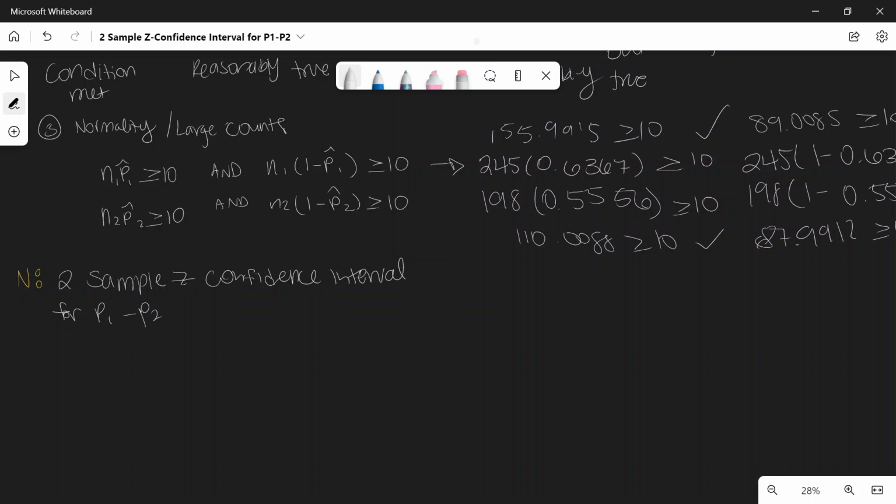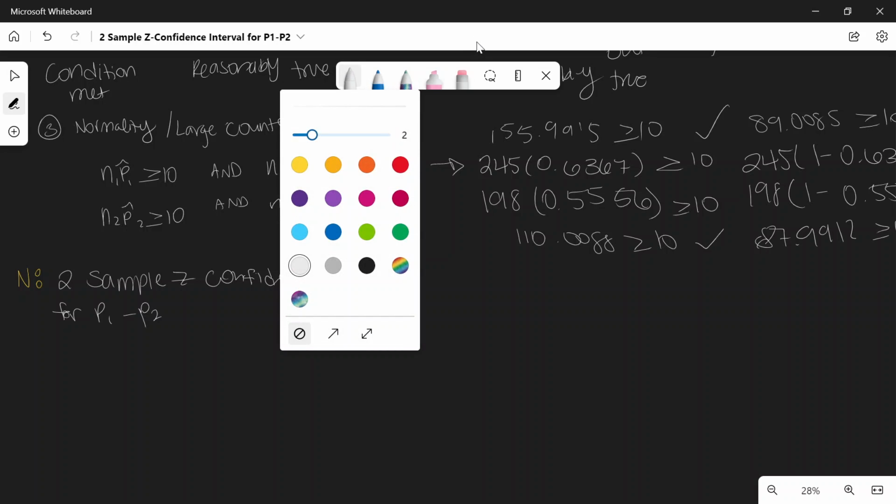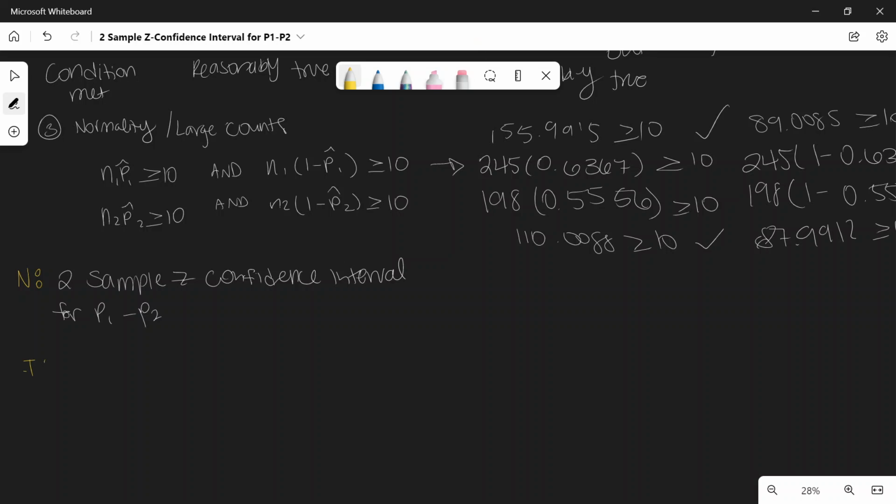If you're doing an FRQ, another way you can satisfy this name part is by writing the equation or the formula for the interval with the numbers plugged in, and that I'll show you in a second. So that's all there is for the name part. Then finally we get to the interval part.